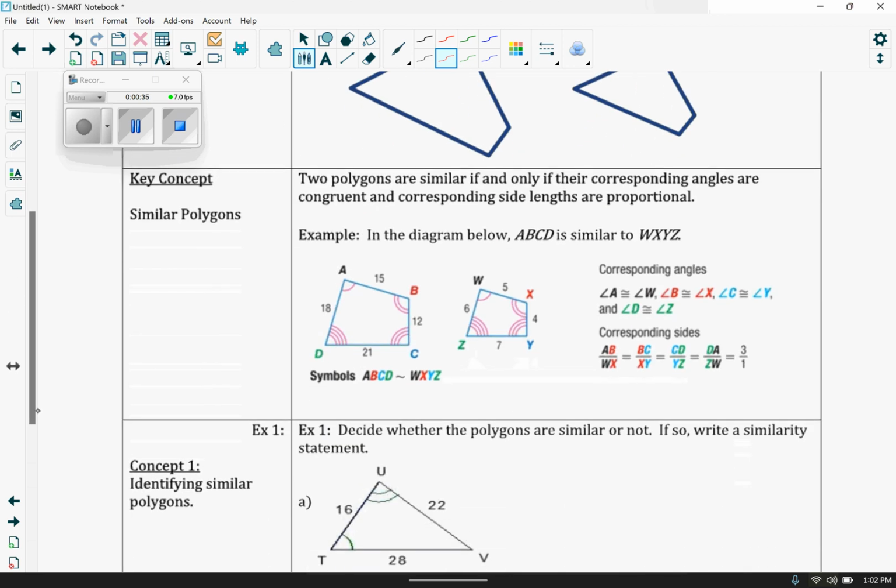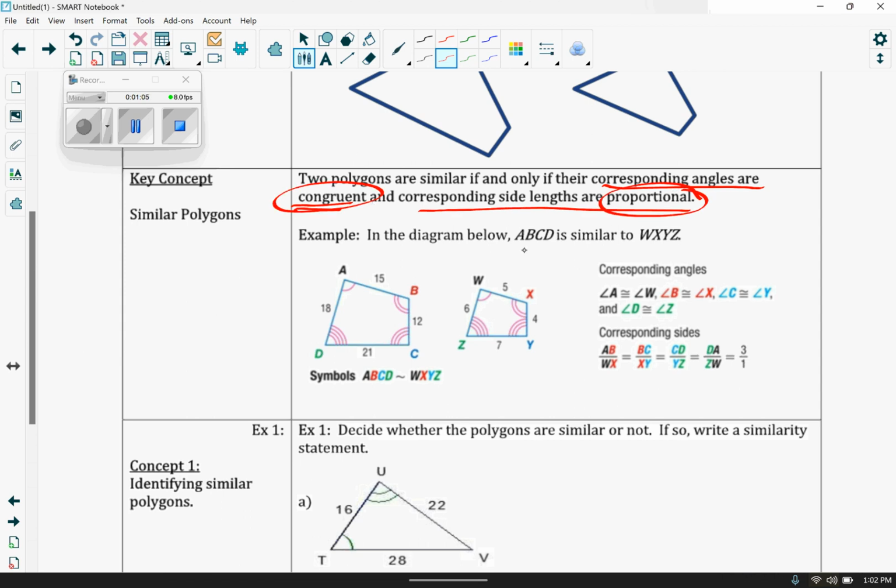So if you look under key concepts, the key concepts kind of walks it through for you. One thing we do need to understand is that in similar figures, the angles will always be congruent. Angles are congruent. Corresponding angles are congruent. I can't say that enough. And corresponding sides are proportional.